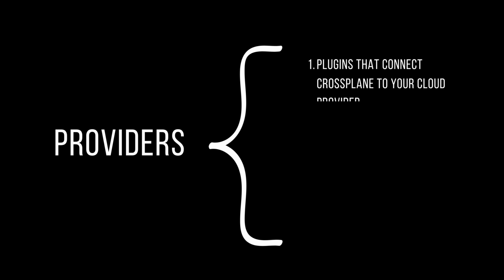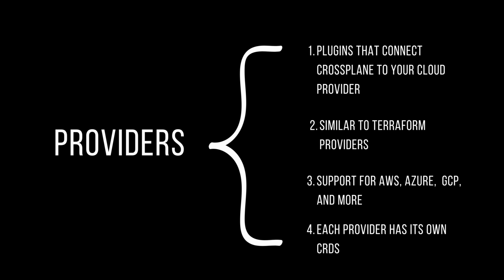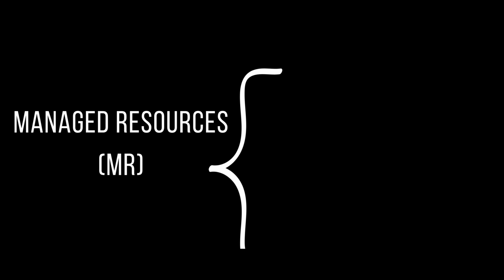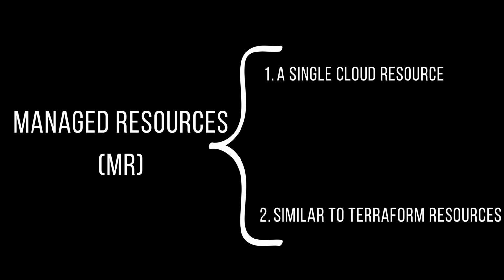Providers are plugins that connect Crossplane to your cloud. They are like Terraform providers. You have providers for AWS, Azure, GCP, and many more, and each of them has its own set of CRDs. Another important resource in Crossplane is managed resources, or MRs. These are the individual cloud resources, like a Terraform resource, so an S3 bucket, a VPC, a resource group. Each one maps one-to-one to a real cloud resource.